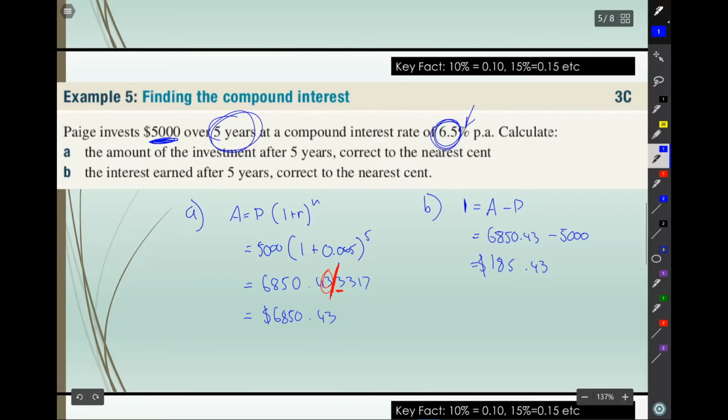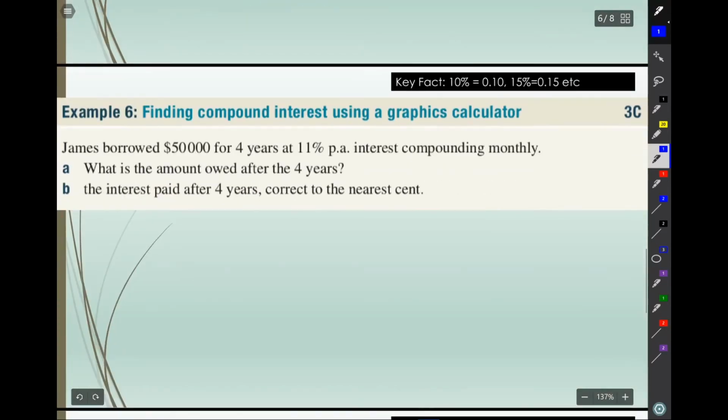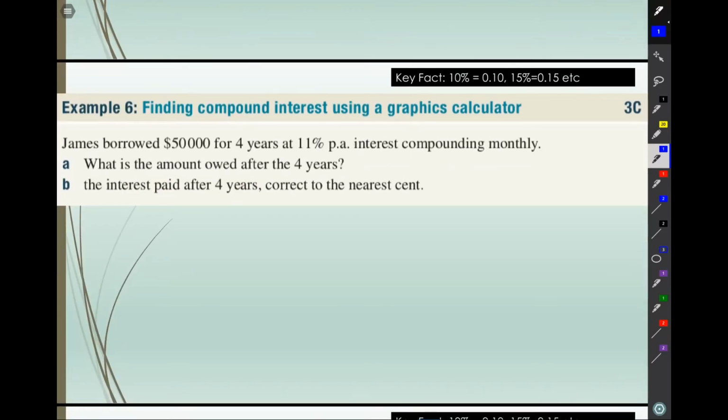Sorry, that's a very messy zero. Let me rewrite that. And there we go. That's as simple as it's going to get today. We're just remembering our formula, writing down our formula, and plugging in the numbers. I'm going to do one more example for you with our friend James here.